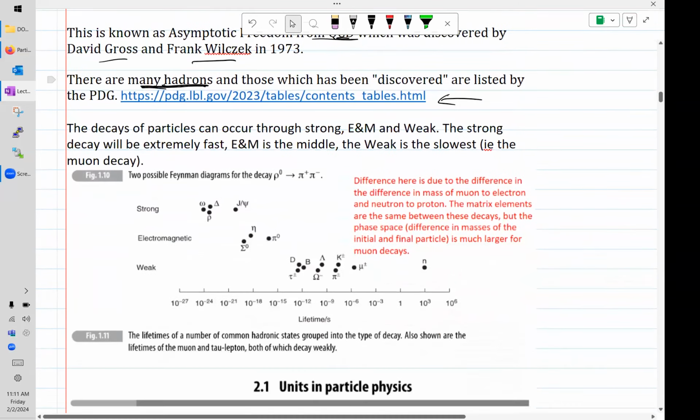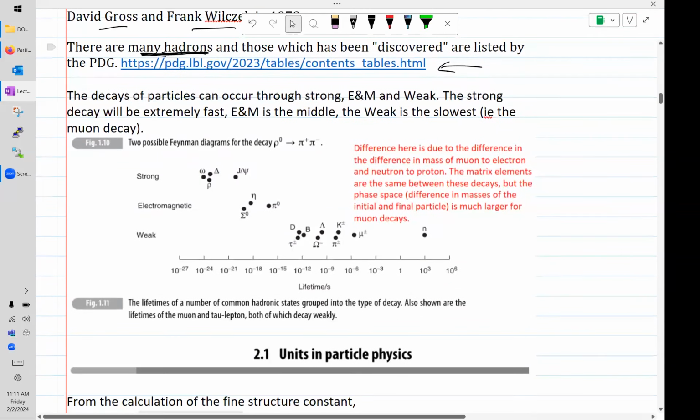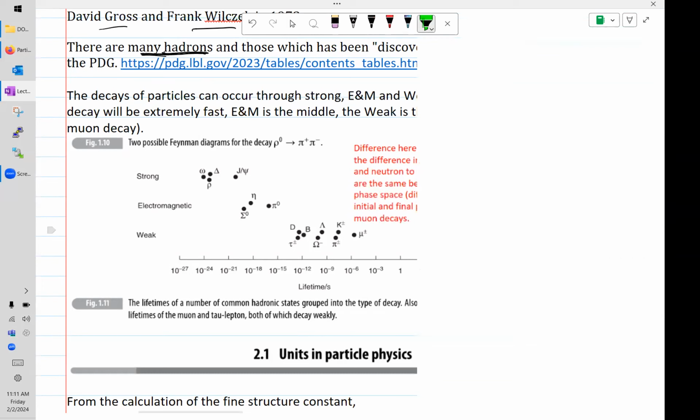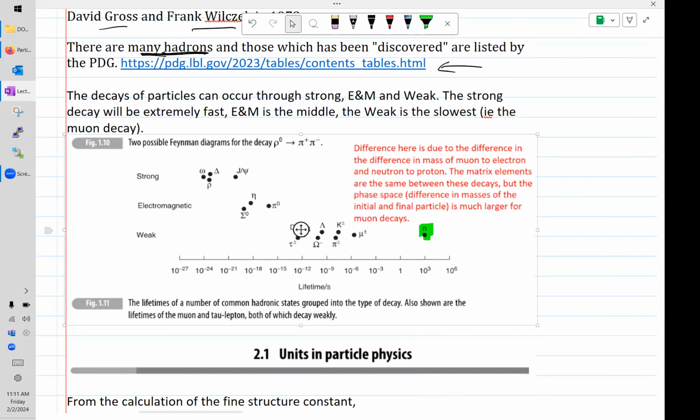Right below here is just a little chart. You don't have to worry about memorizing any of this stuff. But I just want you guys to recognize some of the particles in here. So let's start on the right because there's only one guy over here. This little n here stands for a neutron.